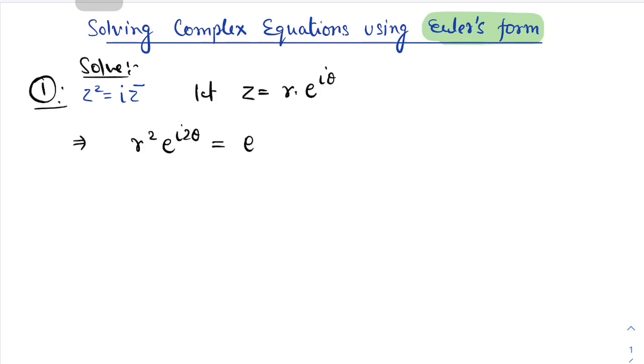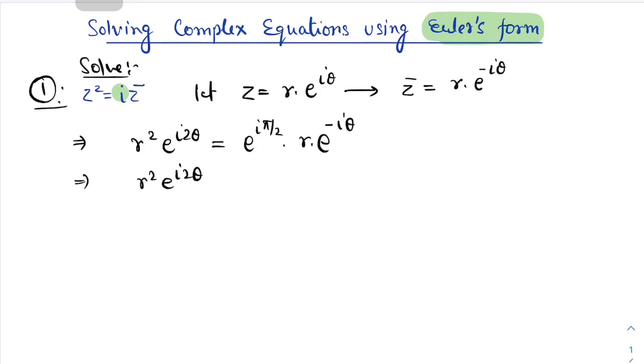I am going to write this iota in Euler's form itself, that is 1 into e to the power iota pi by 2, into the conjugate of z. If I am assuming z as r into e to the power iota theta, the z conjugate will be r into e to the power minus iota theta. Okay, so r square e to the power iota 2 theta becomes equal to r into e to the power iota times pi by 2 minus theta.